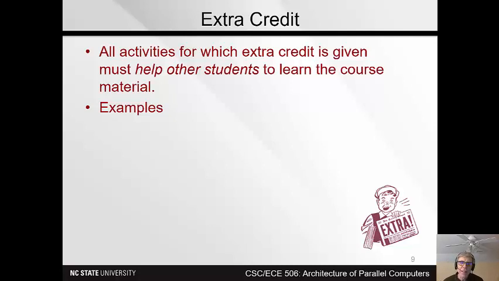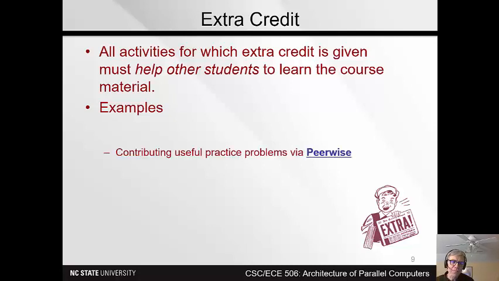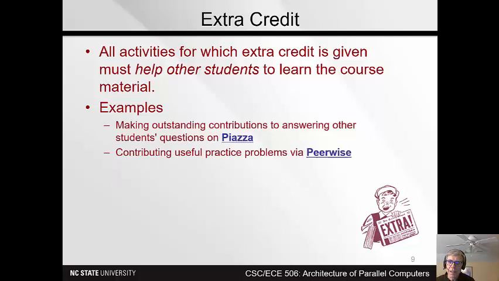First is for making outstanding contributions to answering other students' questions on Piazza. You can get credit for being in the top students in the class in terms of number of answers or number of questions that the staff or other students think were good questions, or the number of your answers that they think were good answers.